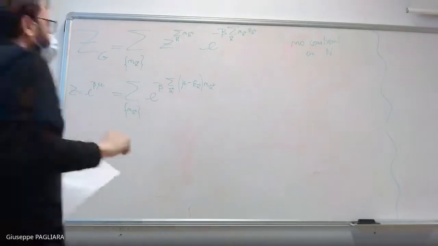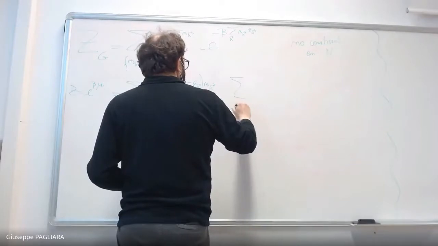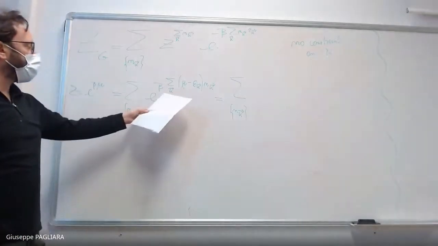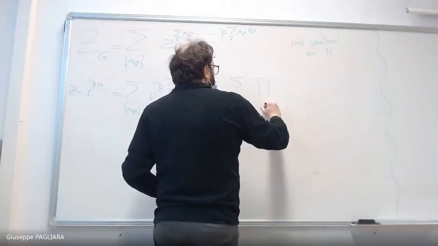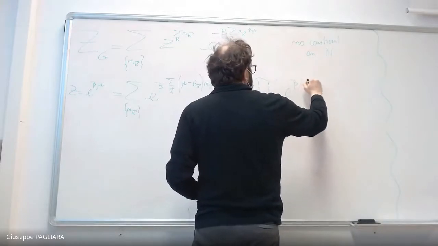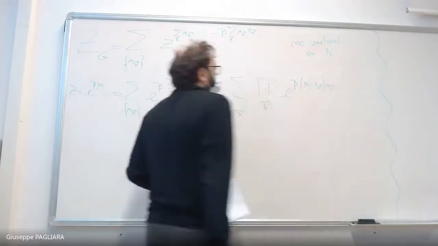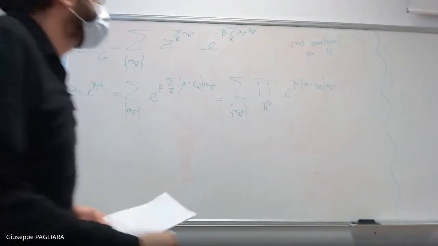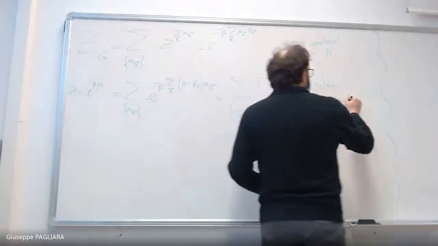This becomes the sum over the set of nk. Now we have the exponential of a sum that becomes a product of exponentials. So you have a product over k of e to the beta mu minus epsilon k times nk. And this is the grand canonical partition function.